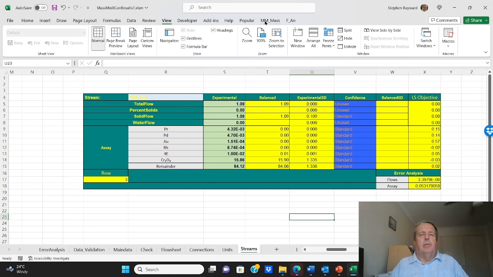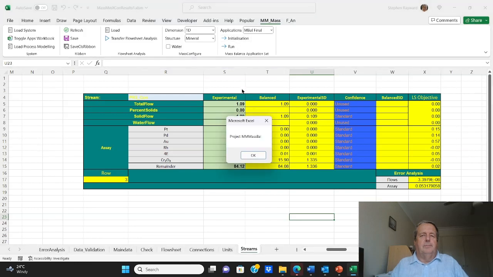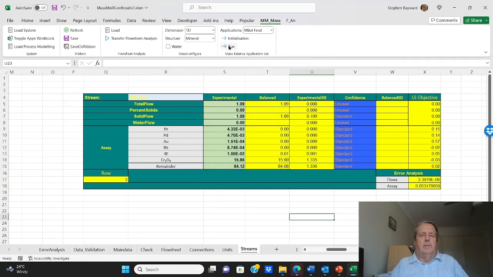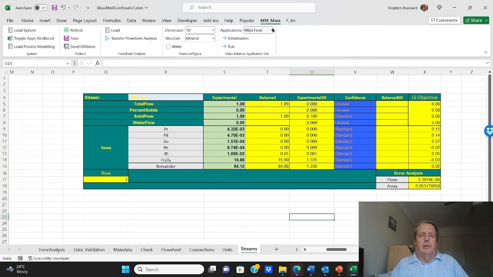a different level of the mass balance. So if we go to MMMass, this error isn't really used at the moment. I've simplified it, but fine, we can do that. We say initialization, and we run it. And then we unload the results.